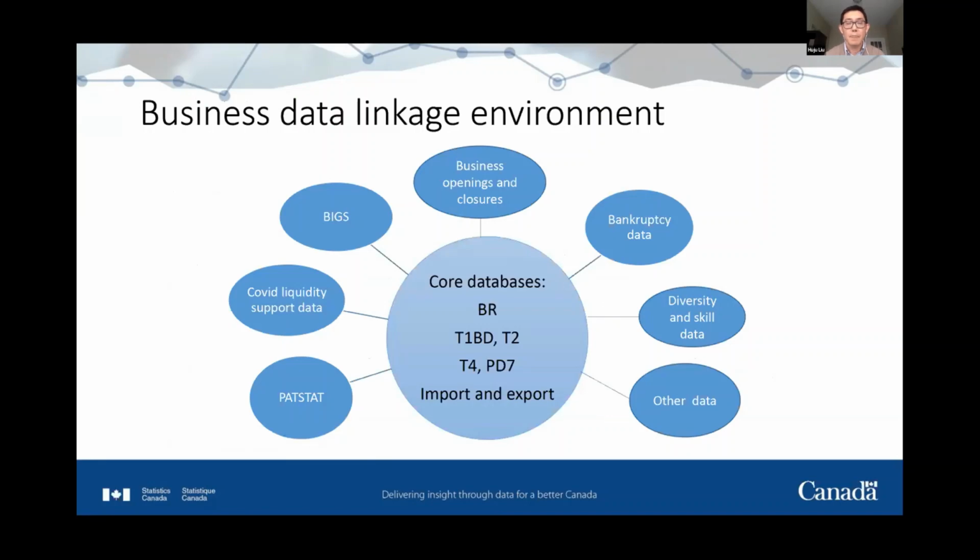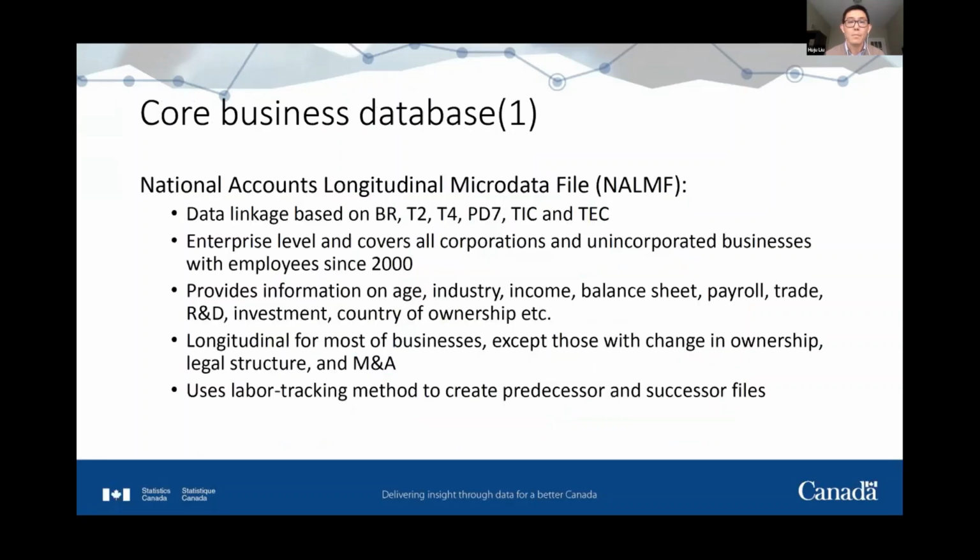So this shows you the activity we're doing. In the middle, you see the core database we rely on. We created that, and it basically gives us the frame, the structure, for all the businesses in Canada. Then around that circle are all the different specific databases that provide information on particular domains, right? For example, the patent database, the COVID support database, the business innovation and growth database, the business closure and opening database, bankruptcy data, diversity and skill data, and others. Okay, in the next few minutes, I'll talk about each one of them.